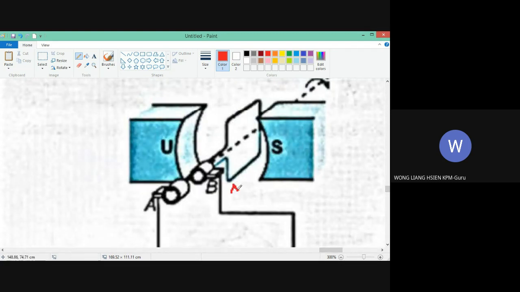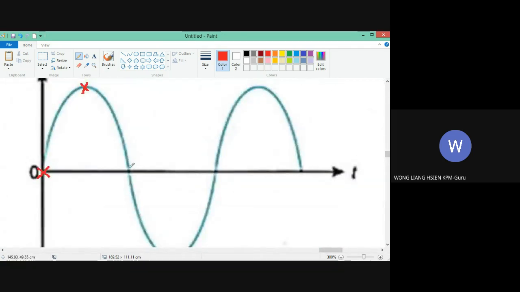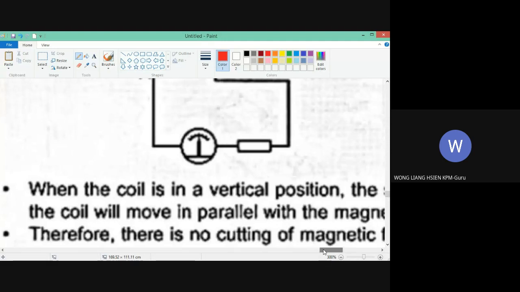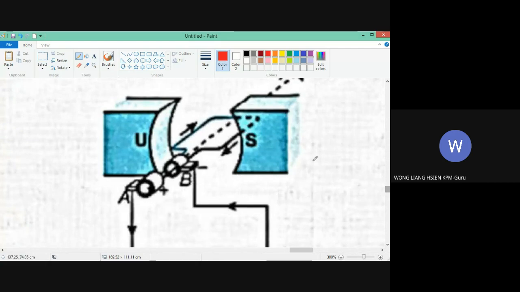This side is A, B. This is C, D. Again, if it moves like this, the direction of motion is parallel with the magnetic flux. So no cutting, so 0 EMF. The EMF will be 0 volt. So that means here. Continue to rotate.